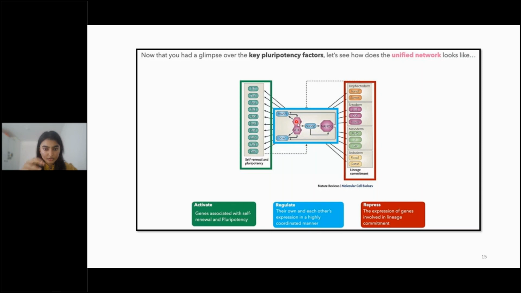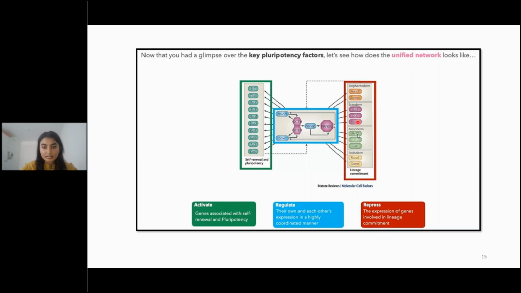So SOX2, OCT4, and NANOG are the proteins which, depending on their concentration, decide whether the cell is going to be a stem cell, or going to lineage commitment, or basically not going to get differentiated. So everything depends upon these three proteins. And then these are the repression. So if these genes are repressed, then the expression of genes involved in lineage commitment follows.